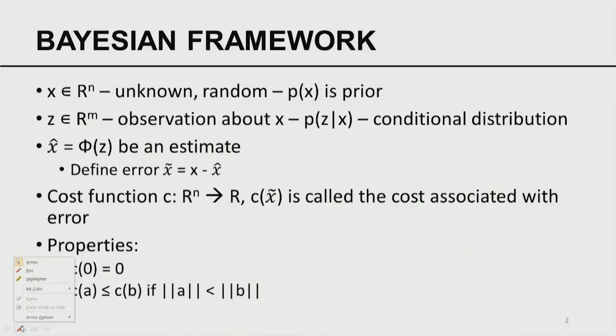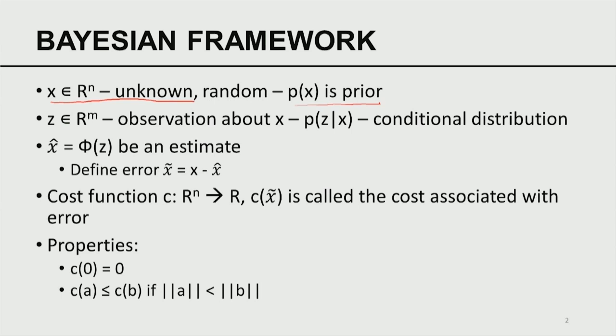So I am going to develop the Bayesian framework. Please remember, Bayesian framework is an alternative to the Fisher's framework. In the Bayesian framework, let x be an unknown vector, which is random. This random unknown vector is supposed to follow a probability distribution called P(x), which is known as a prior distribution. Prior distribution essentially is a summary of our understanding about the unknown.